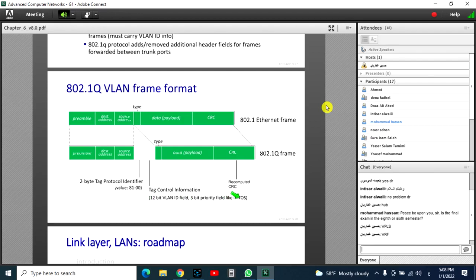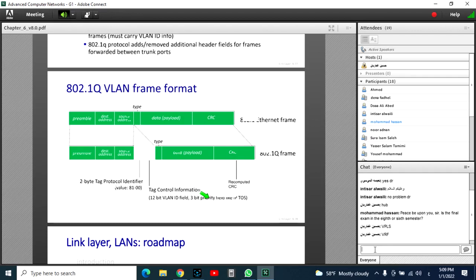So the difference between the standard frame of Ethernet and the frame of protocol 802.1Q is this 4 bytes extension here. We are adding 4 bytes here: 2 bytes tag protocol identifier and 12 bits for VLAN ID and 3 bits for priority. We are adding this information.